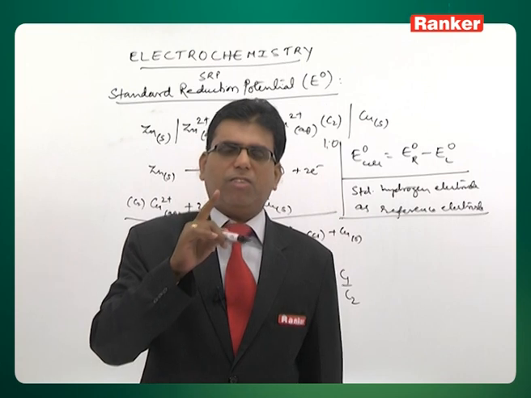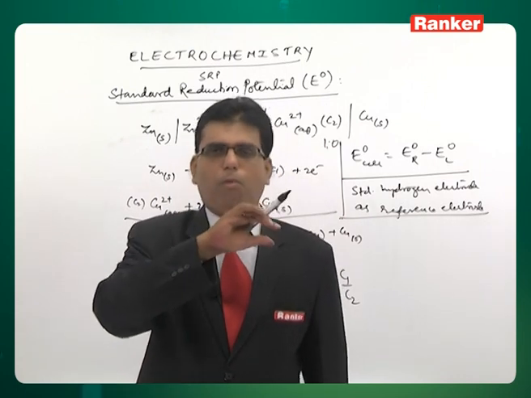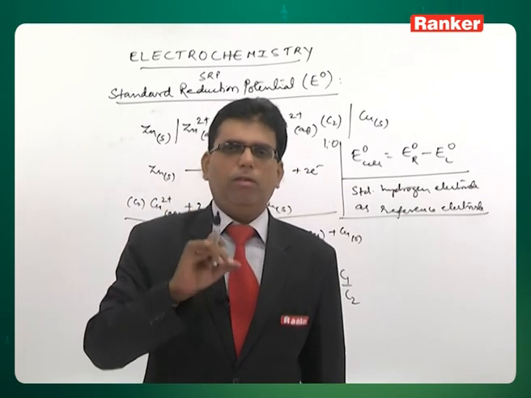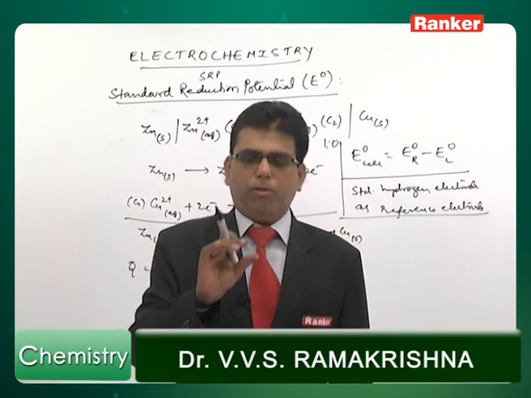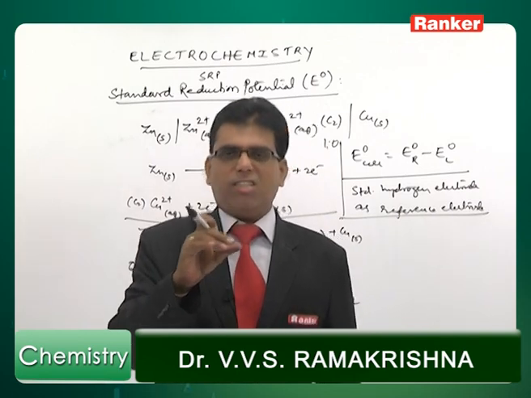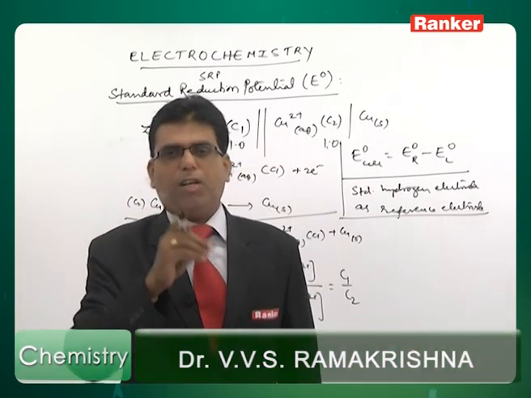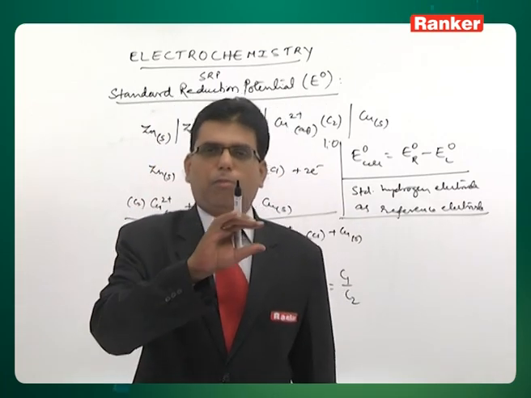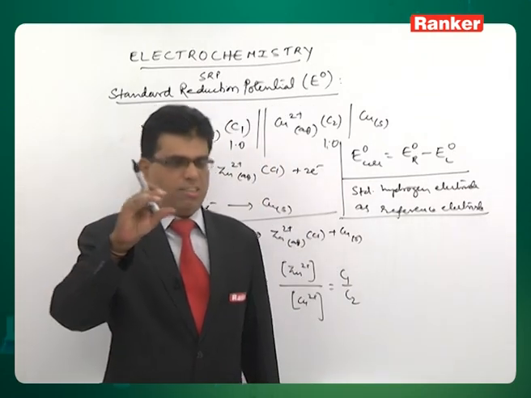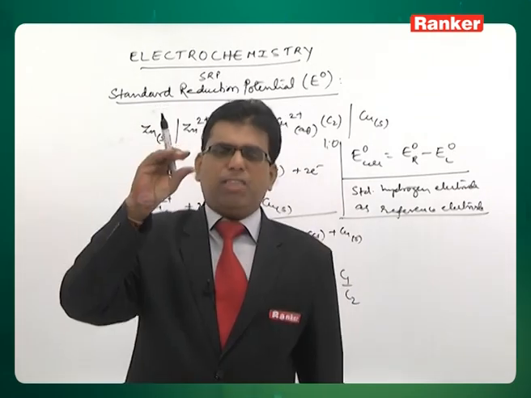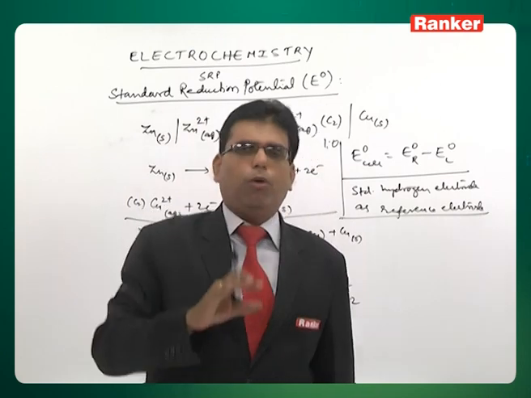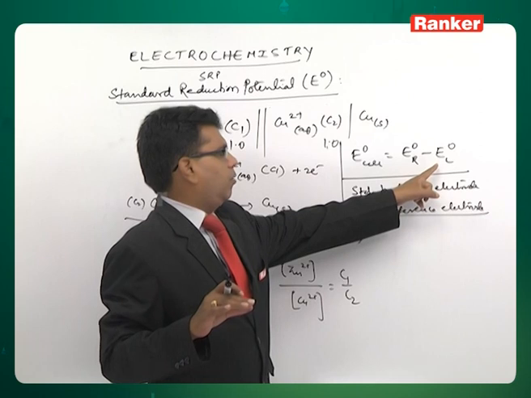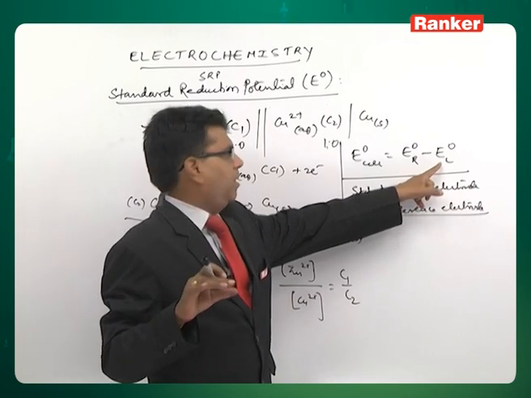It is taken as a reference because hydrogen is a moderately electronegative element. Neither is it highly electronegative nor least electronegative. It undergoes both oxidation and reduction. With certain metals and some electrodes it will undergo oxidation, in some other electrodes it will undergo reduction. So, it is a moderate element. That is the reason it is taken as the reference, and its EMF value is taken as 0.